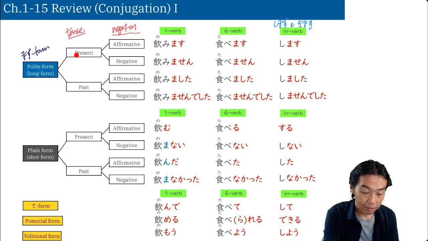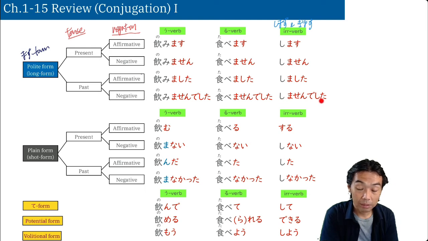The polite present negative is always masen. So nomimasen, tabemasen, shimasen. The polite past affirmative is always mashita. So nomimashita, tabemashita, shimashita. The polite past negative is always masen deshita. So nomimasen deshita, tabemasen deshita, shimasen deshita.